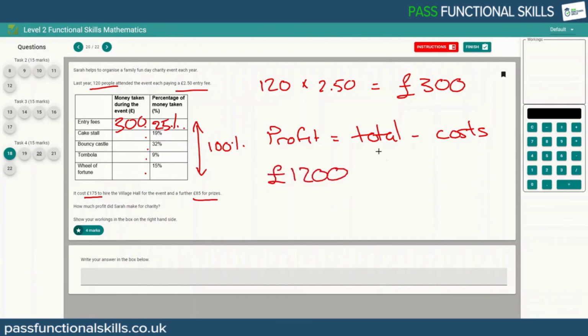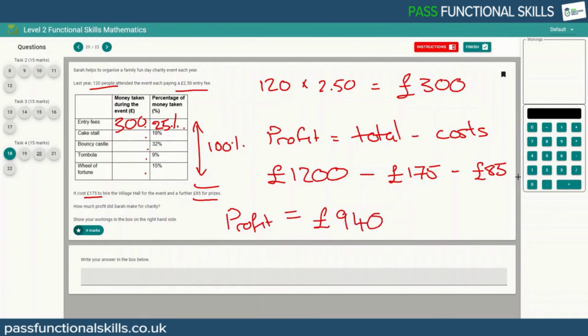Then we need to subtract the total costs, and we know that's 175 to hire the village hall and a further £85 for prizes. So we do 1200 minus 175 minus a further 85. So that'll mean a profit totaling £940 when you do this calculation.